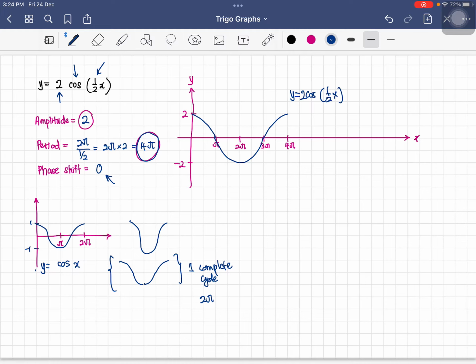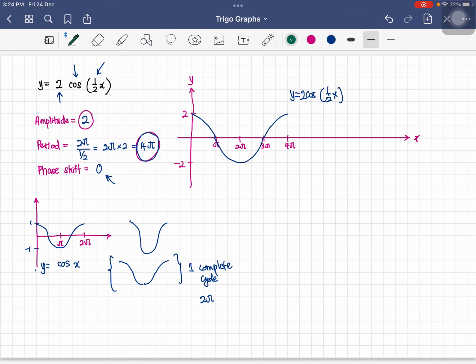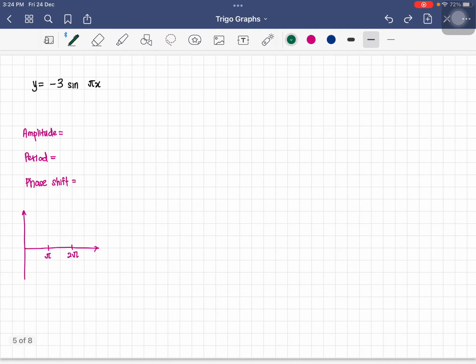Depending on the question, they may ask you to sketch from 0 until 4 pi, or they may ask you to sketch only the region from 0 until 2 pi. From 0 until 2 pi means that you just need to start from this one until this one. You don't have to draw this part. So depending on the question, for this one I just want you to sketch from 0 until 4 pi. All right, let's look at the next one.